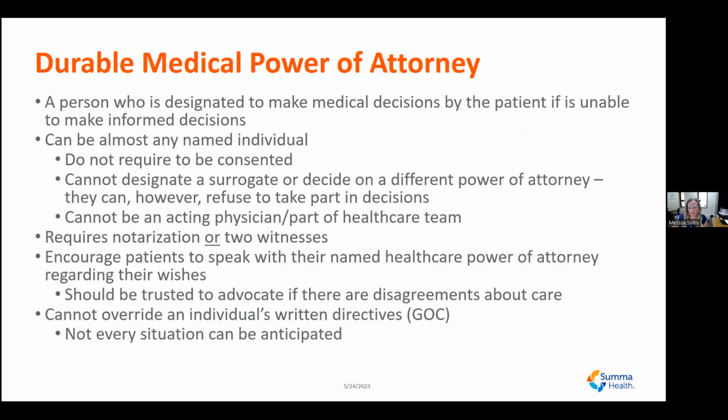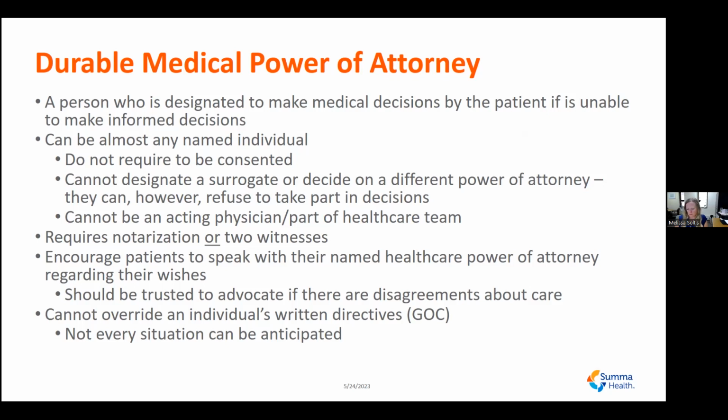The medical power of attorney we find incredibly helpful in healthcare. So this is a person who's designated to make medical decisions by the patient if the patient is unable to make informed decisions. I just highlight a couple things. This is not necessarily a next of kin. I feel the power of attorney should be the person you trust most, not with maybe your finances, but it is the person you trust to speak on your behalf.